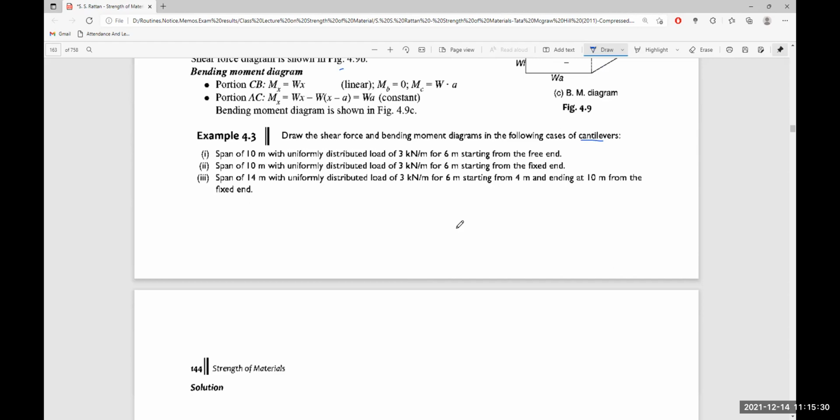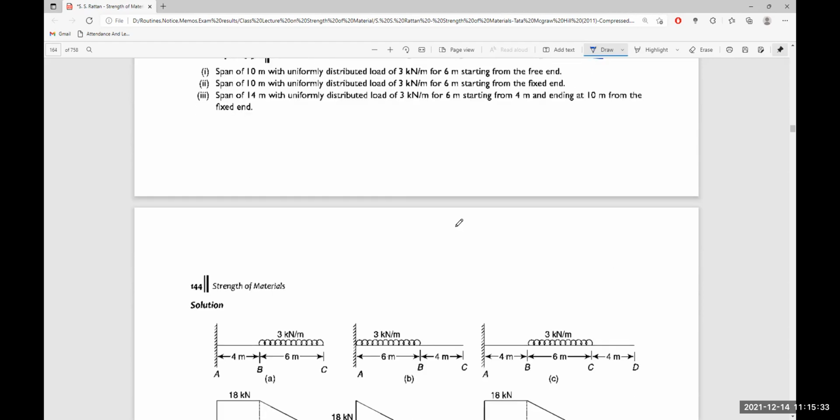So let's point this out with the diagram. A span of 10 meters with a uniformly distributed load of 3 kilonewton per meter acting from the free end. The free end is here, and the load is distributed over a distance of 6 meters, with an intensity of 3 kilonewton per meter. Okay, the span is 10 meters, with the uniformly distributed load over 6 meters. So from here we have the distributed load over the distance, which is 6 meters away from the free end.